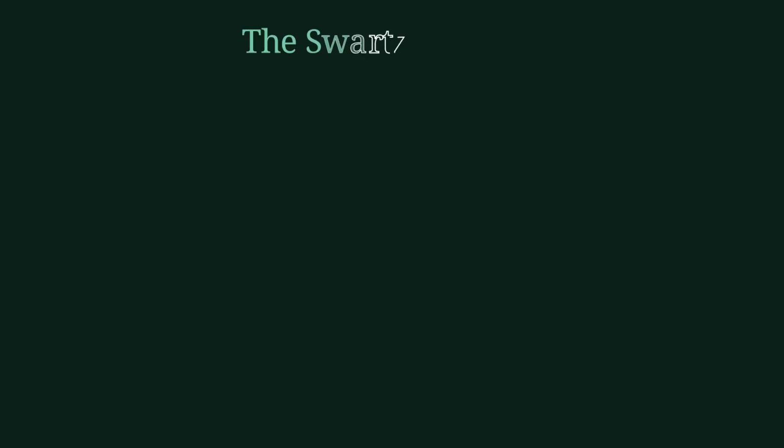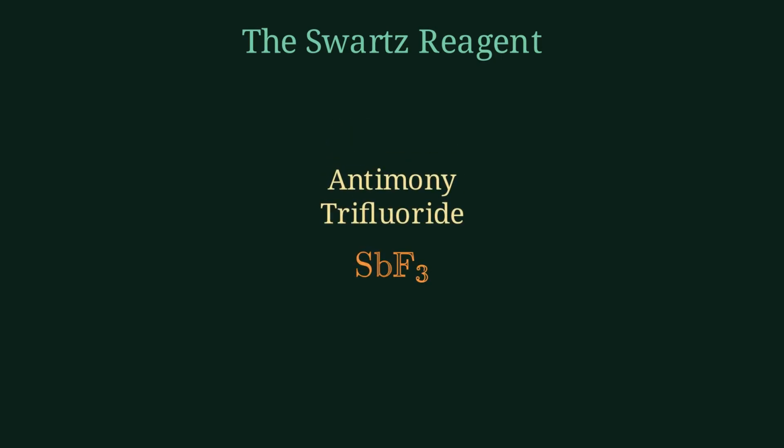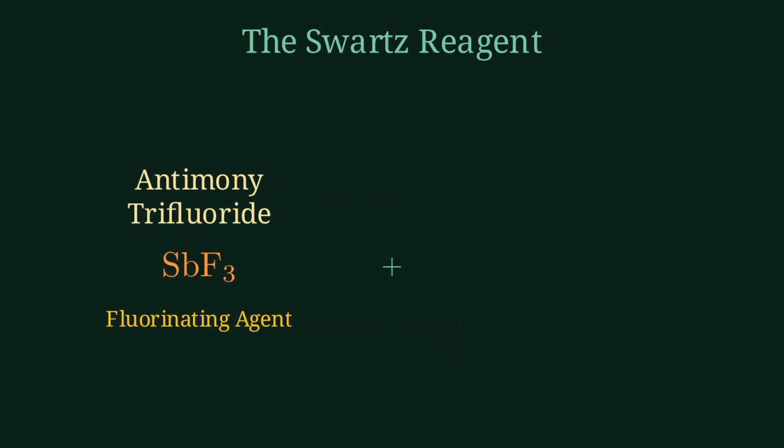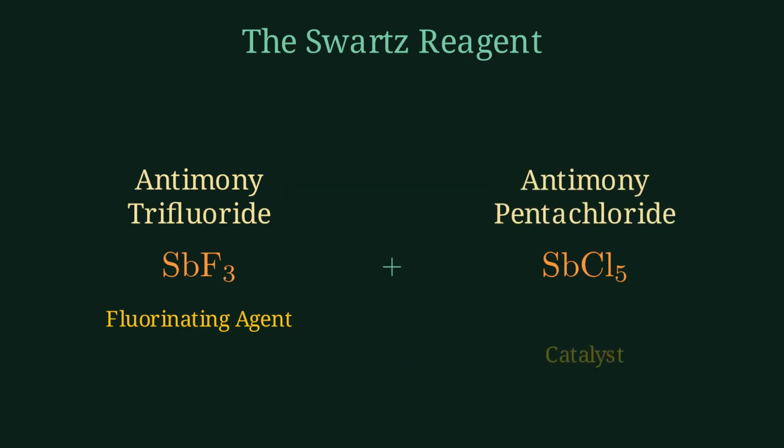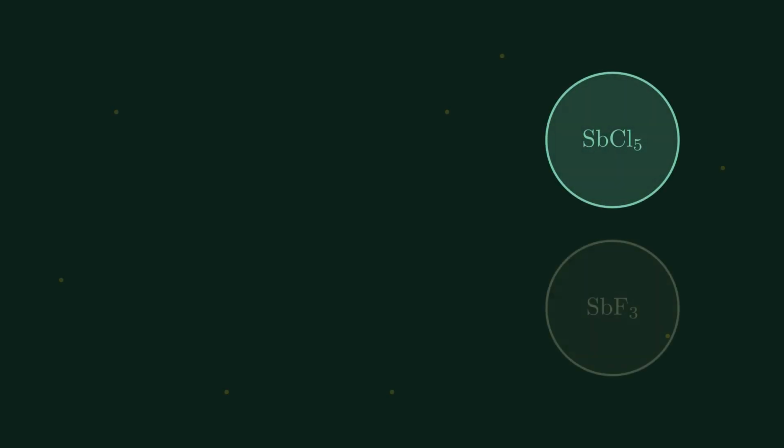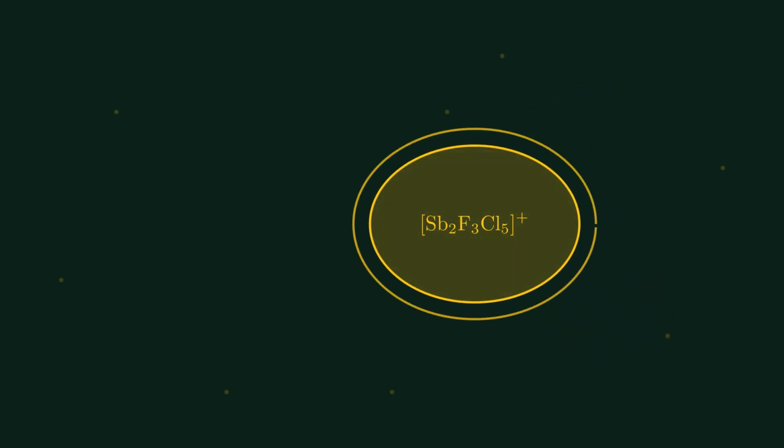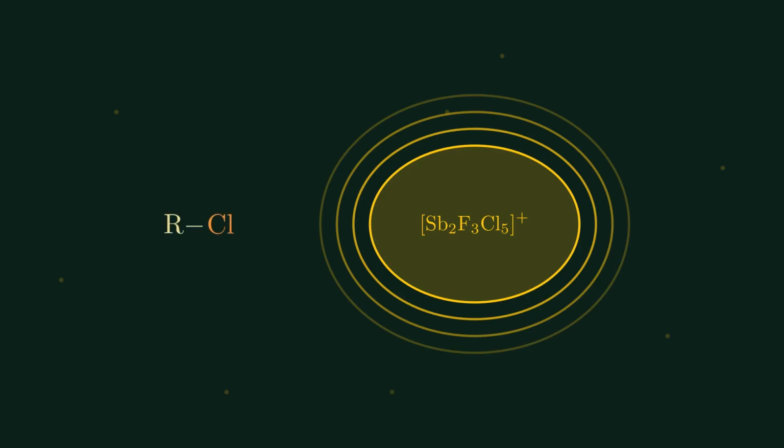This is where the magic of the Swarts reagent comes in. Notice this compound appearing on screen, antimony trifluoride, or antimony(III) fluoride. By itself, it's a decent fluorinating agent, but the real secret lies in adding a tiny bit of antimony pentachloride as a catalyst. As you can see in this molecular dance, the catalyst reacts with the antimony trifluoride to create a much more potent mixed metal cation. This activated complex is the key. It doesn't just ask the chlorine to leave, it practically pulls it off the carbon chain.